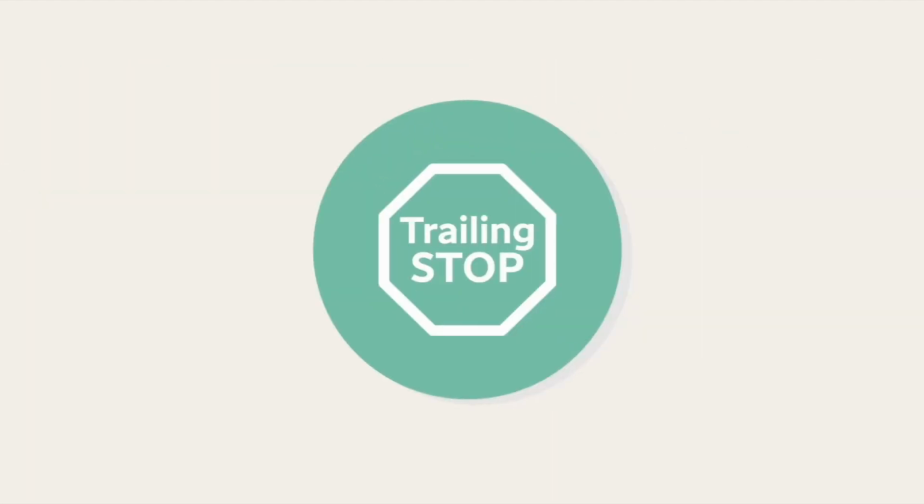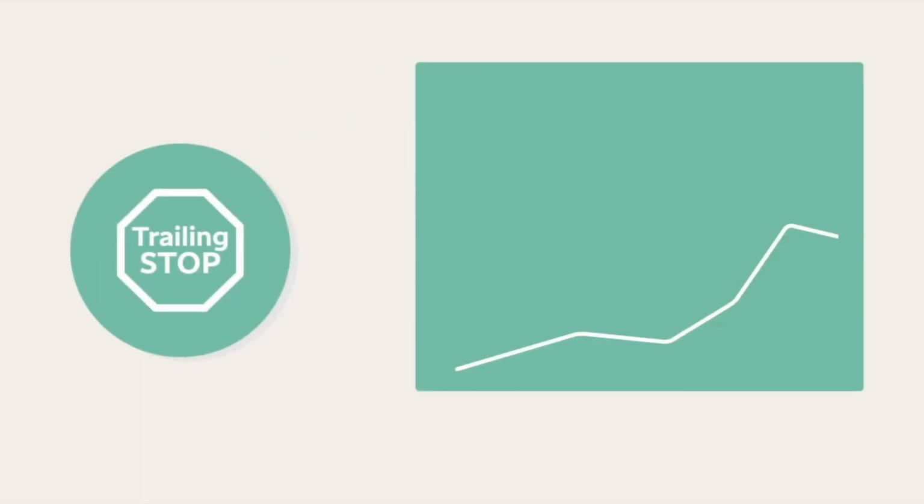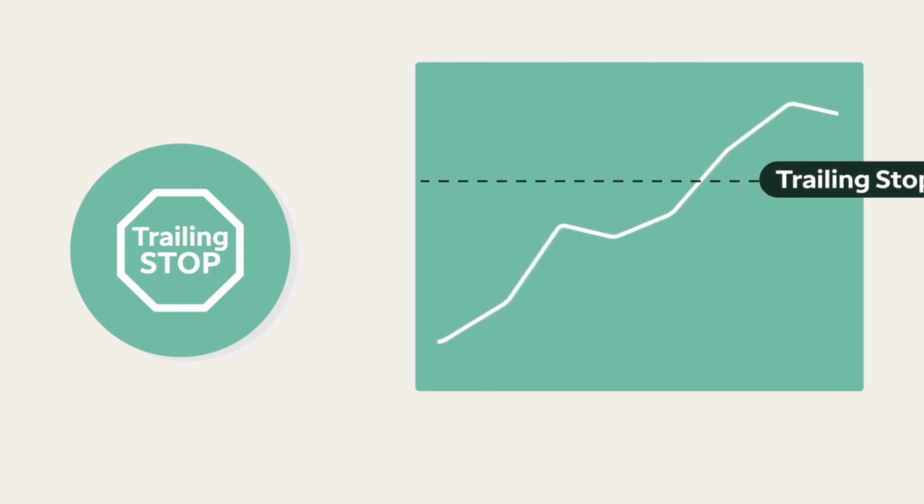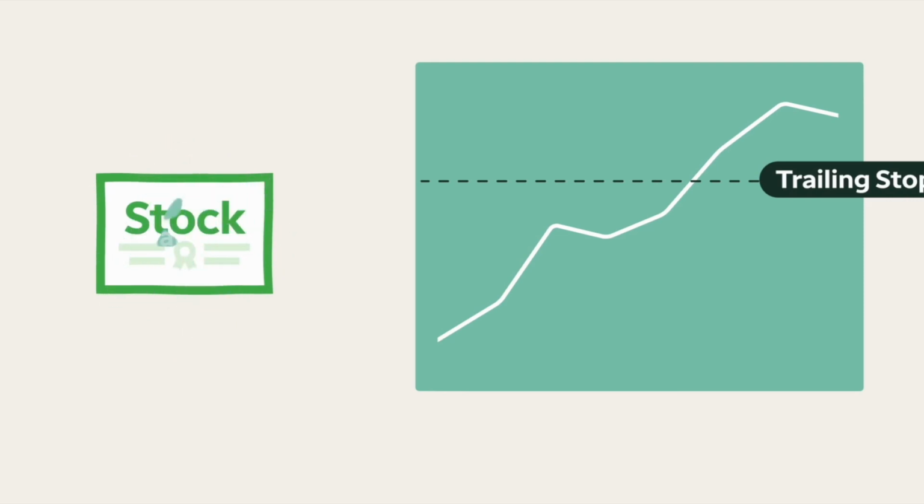Investors can also use a trailing stop order. With a trailing stop order, instead of setting a specific activation price, you set a trailing amount, or a certain dollar amount or percentage away from the market price. On a long position, you typically set a trailing stop below the market price in an attempt to lock in profits as the stock rises.